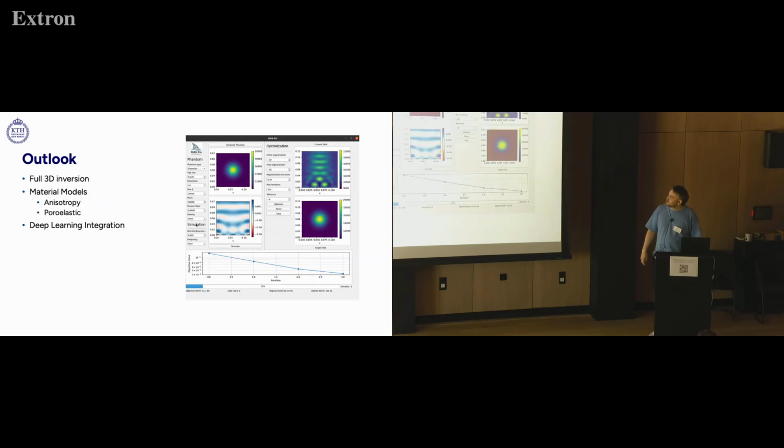And for the future, the goal is to actually get full 3D inversion going, and also to expand the material models to anisotropic models, because the brain is not as isotropic as we would like, and also poroelastic material models, because the brain tends to have a lot of fluid, and also deep learning integration, because people want to do that, and who am I to stop them?